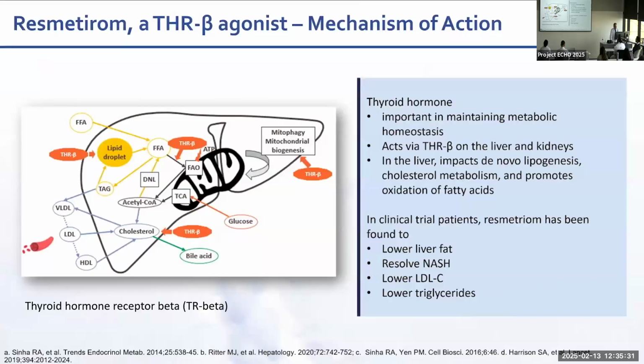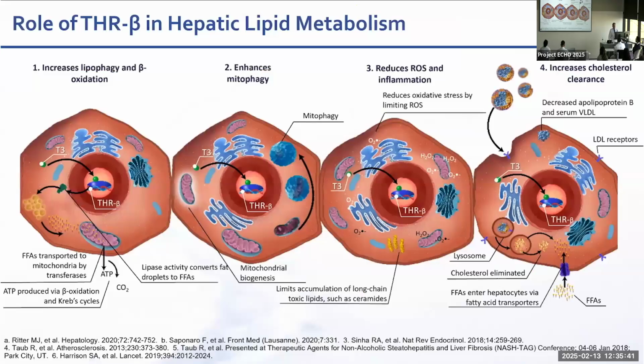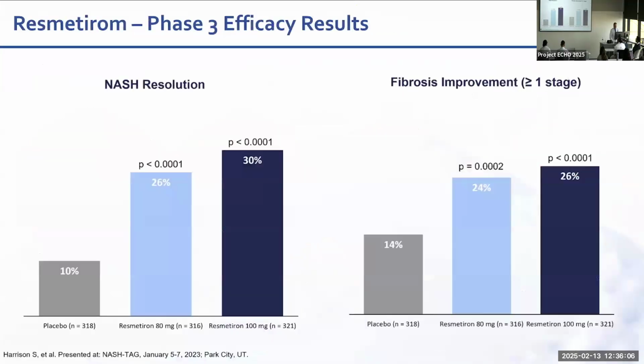Let's talk a little bit about resmetirom, which is a thyroid hormone receptor beta agonist. It affects the liver through different lipid mechanisms. It increases xenophagy and also beta oxidation, enhances mitophagy, which means the autophagy of senescent mitochondria, and it also decreases inflammation and increases cholesterol clearance.